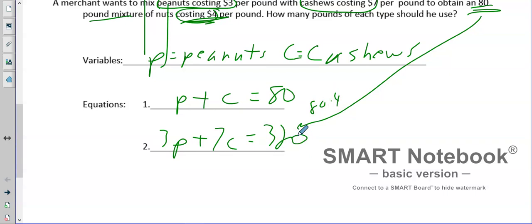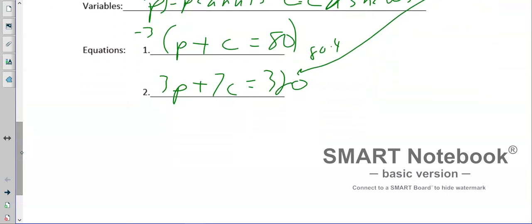Okay. Now we're at the exact same step as before. We need to multiply this one by -3 or -7. Again, I like to use the smaller number each time. It just makes it a little bit easier. I just like to avoid the negatives. So that's going to give me, I'm just going to write right underneath this one to save writing, -3p, -3c equals -240.